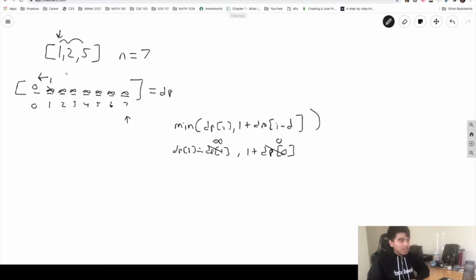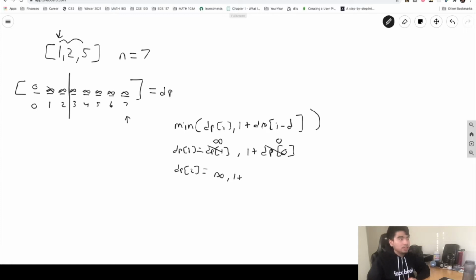So let's slide our window, and let's go to the 2. Now we're going to do the same exact thing. So the dp of 2 is going to equal the dp of 2, which is just infinity, and 1 plus the dp. Remember, we're going through all of these denominations in increasing order. So our pointer is going to the 1 and the 2 and the 5.